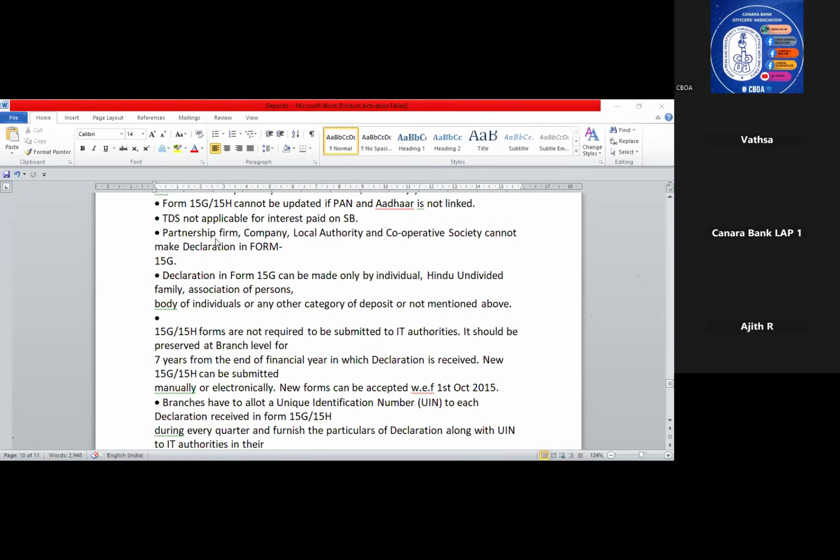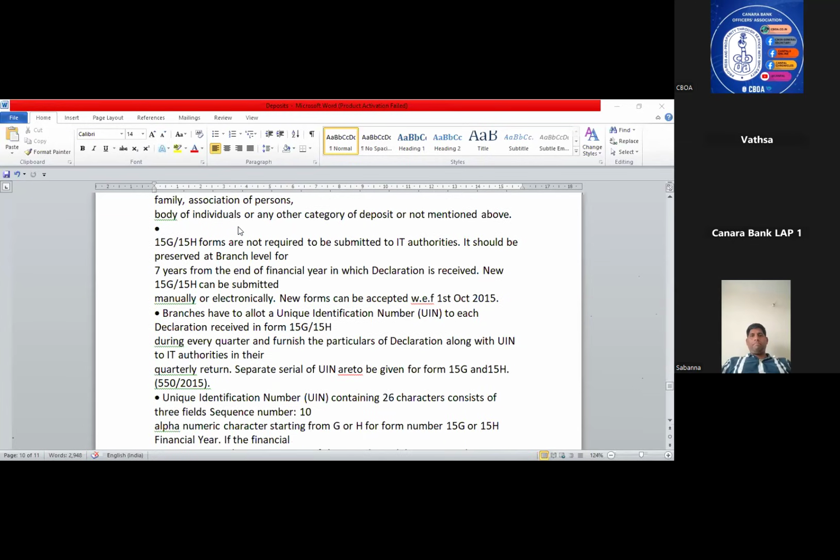Partnership firm, company, local authority cannot make declaration in Form 15G, 15H. It is only for individuals, not for any corporates. And 15G, 15H forms are not required to be submitted to IT authorities, but they should be preserved at the branch level for 7 years.